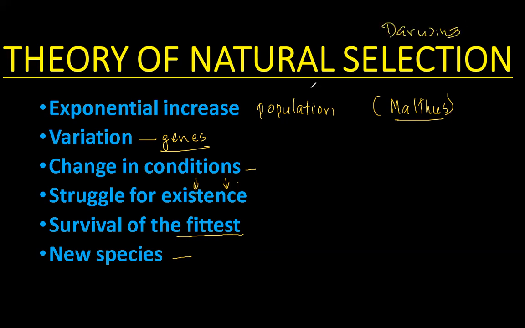Darwin's theory: all populations increase exponentially. In a few organisms, you find variations, which are different from the other organisms. And if there is a change in conditions, there will be a struggle for existence. Organisms will struggle to survive, and in the struggle for existence, only the fittest one will survive. Which is the fittest one? The one with variation. And once they survive, they are the most adapted, and they become a new species.